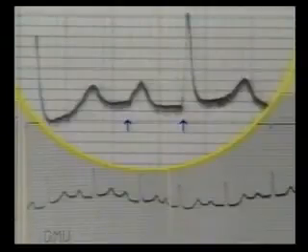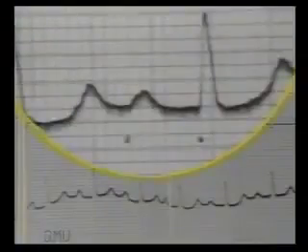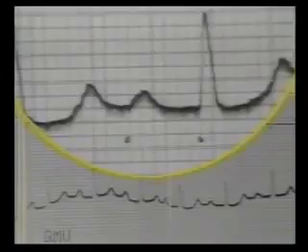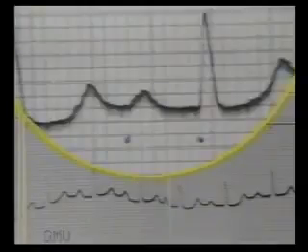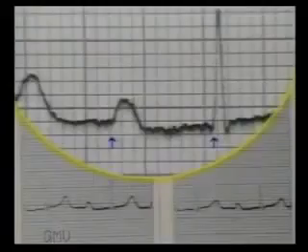But no beat is dropped. This is termed first degree AV block or first degree partial heart block. Note again in another ECG, a PR interval of 6 small squares, and note in the lower strip that every P wave is followed by a QRS complex. Only the conduction is delayed in the AV node, resulting in a prolonged PR interval.